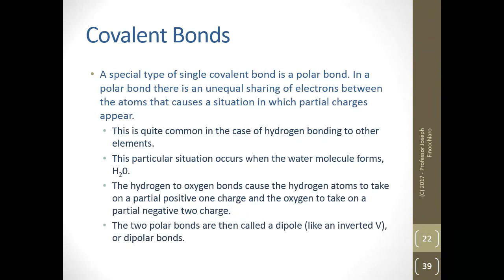A special type of single covalent bond is called a polar bond. That's going to get asked. In a polar bond, there is an unequal sharing of electrons between the atoms that causes a situation in which partial charges appear. This is quite common in the case of hydrogen bonding to other elements. This particular situation occurs when the water molecule forms H2O. The hydrogen to oxygen bonds cause the hydrogen atoms to take on a partial positive 1 and the oxygen to take on a partial negative 2. The two polar bonds are then called a dipole or a dipolar bond.